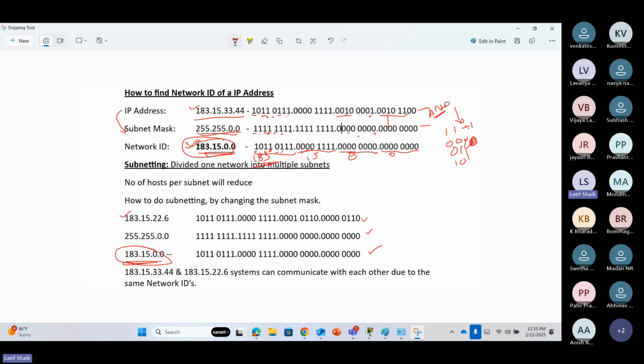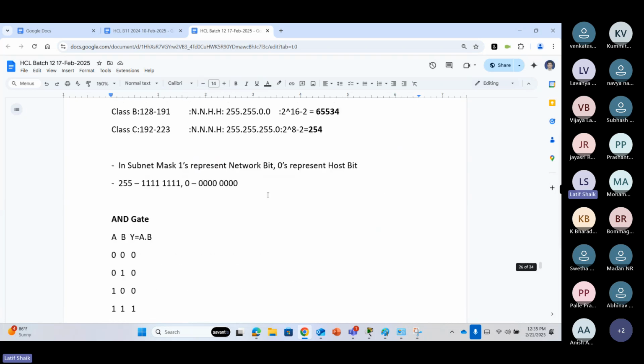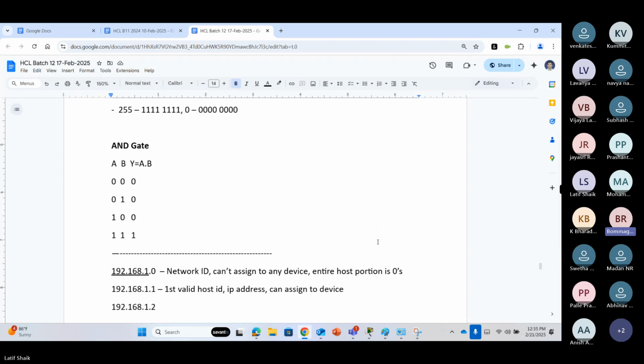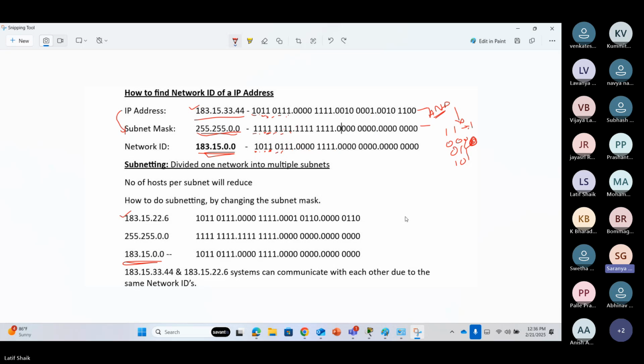The same segment. Guys, understand what is subnet mask? Yes, sir. Yes, sir. Okay.